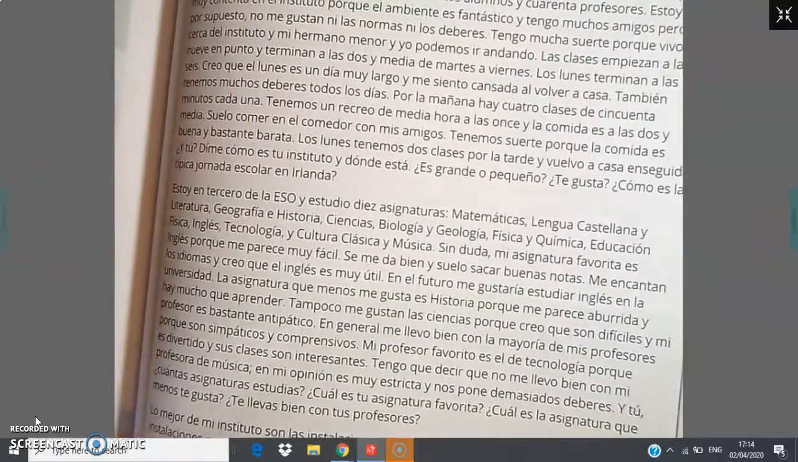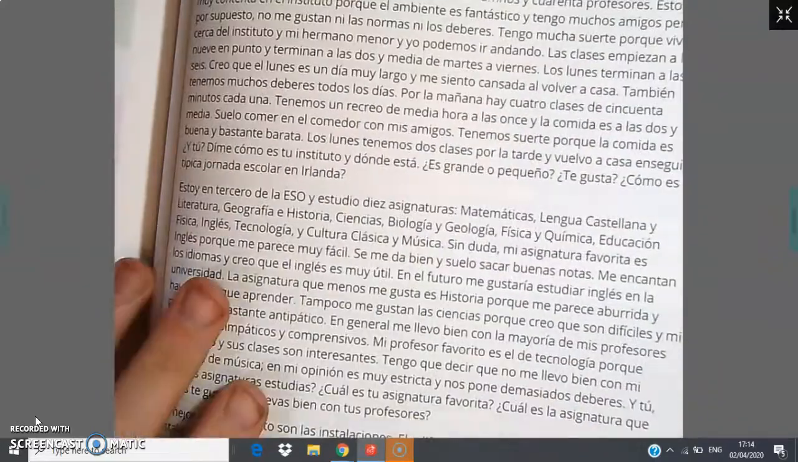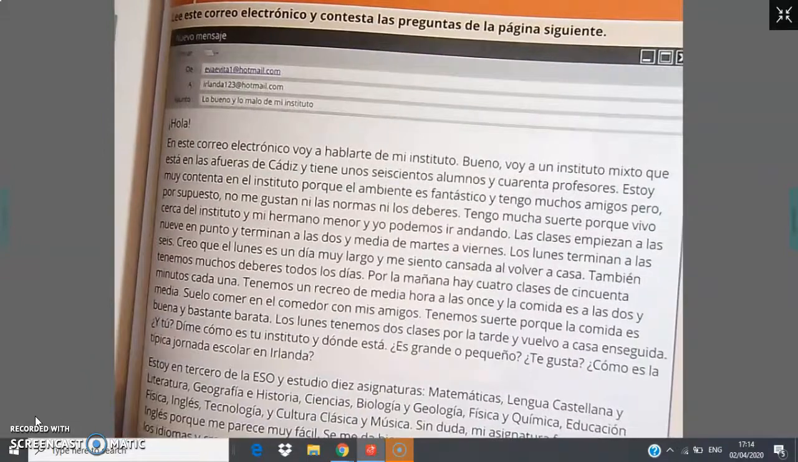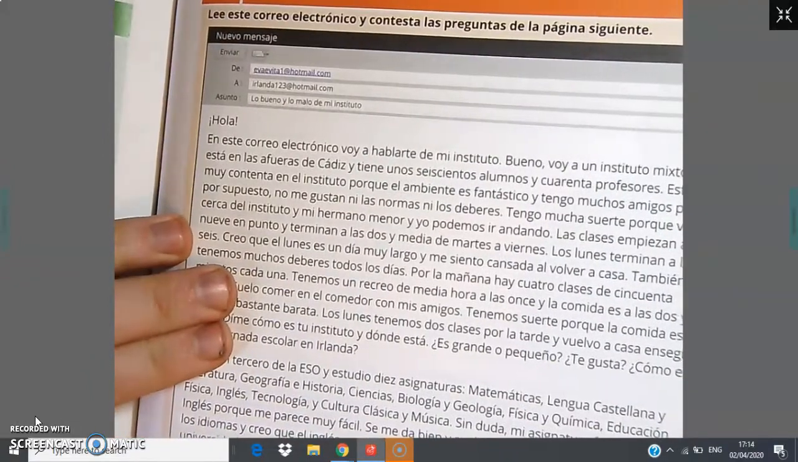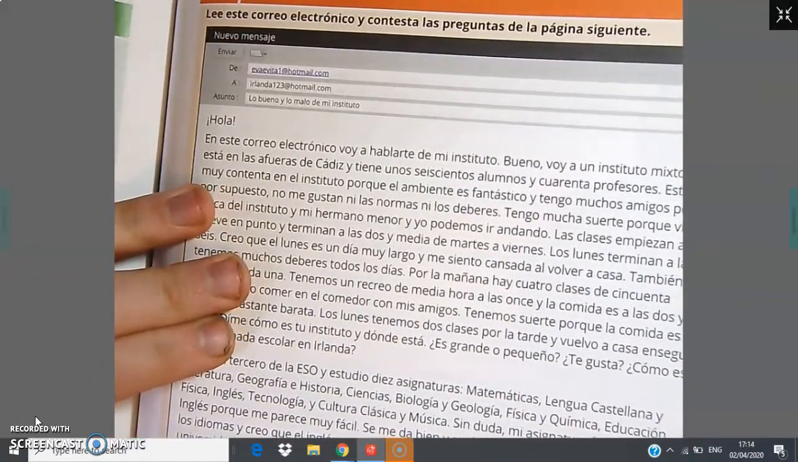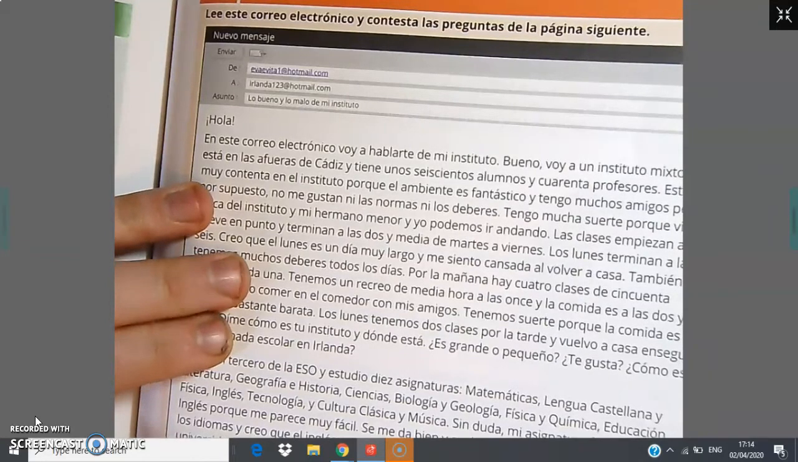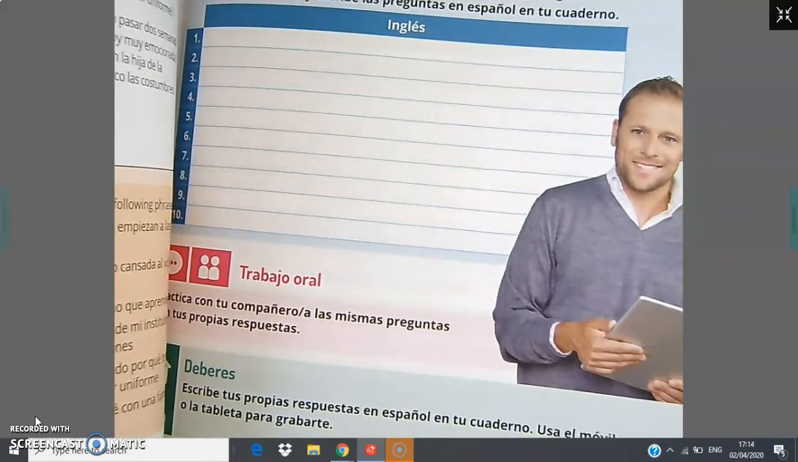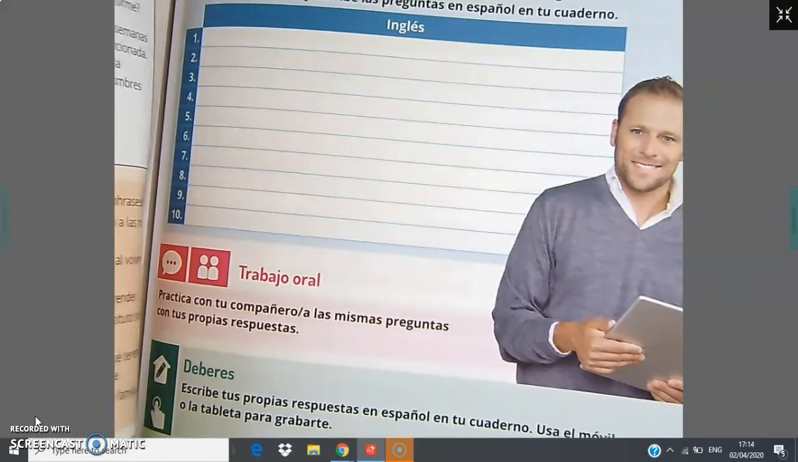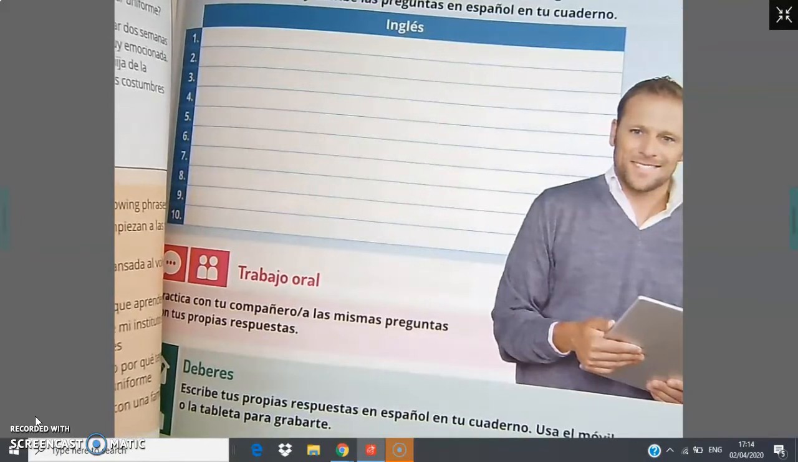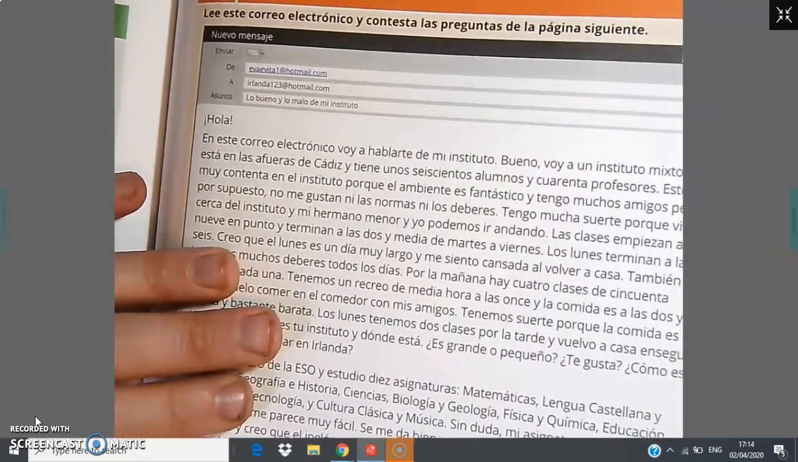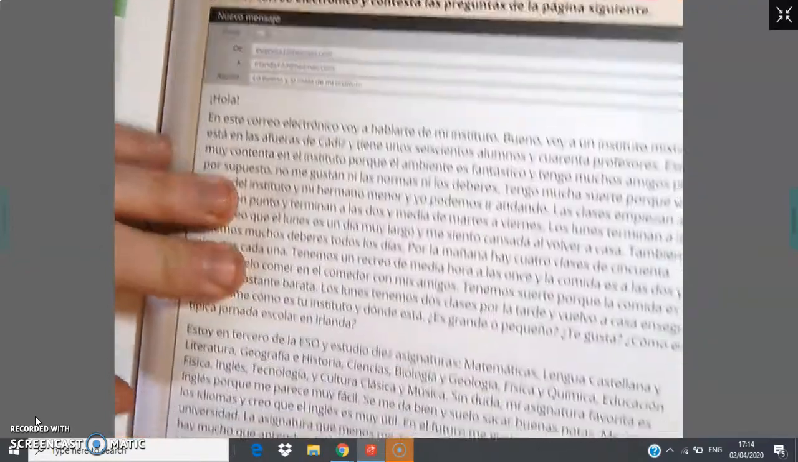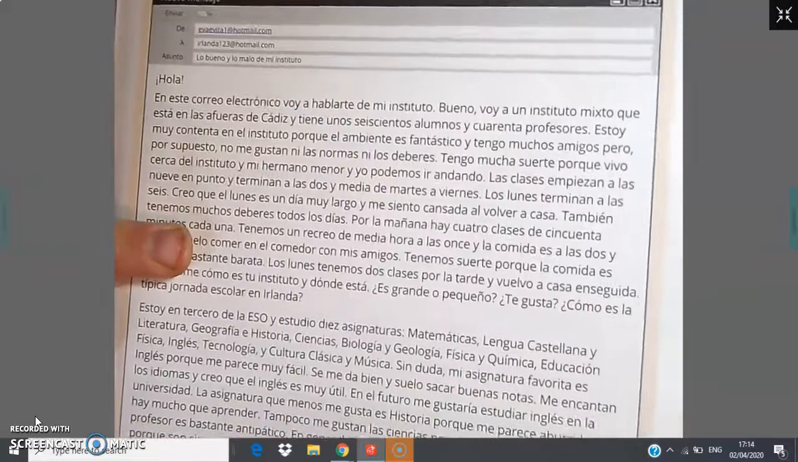And the last thing we're going to have a look at hoy, we're just skipping ahead, is this very last comprehension here. The last comprehension we've got is un correo electrónico. So you are writing a correo electrónico to Eva. Eva has written a new correo electrónico, an email about her school. We're just going to run through the bits that we need to know.